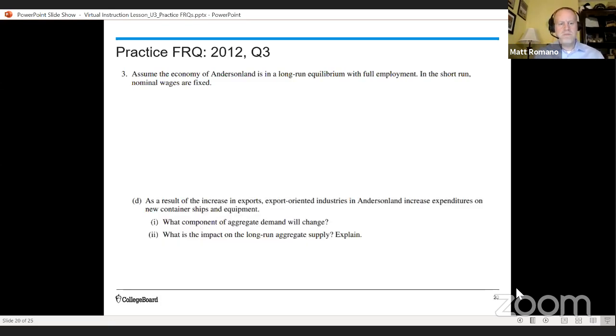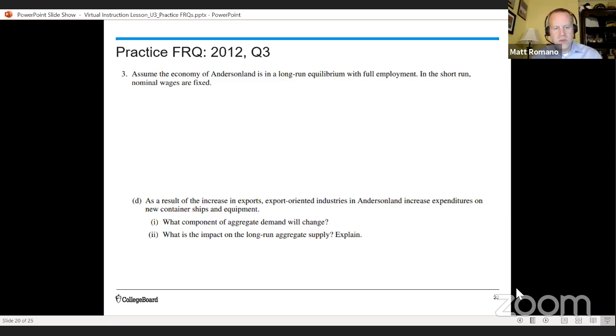Finally, part D. As a result of the increase in exports, export-oriented industries in Anderson land increase expenditures on new container ships and equipment. What component of aggregate demand will change? Interesting question there. So what are the components of aggregate demand? C, I, G, and X, we know that. We want to narrow in on which one of those four is going to change because of this example.